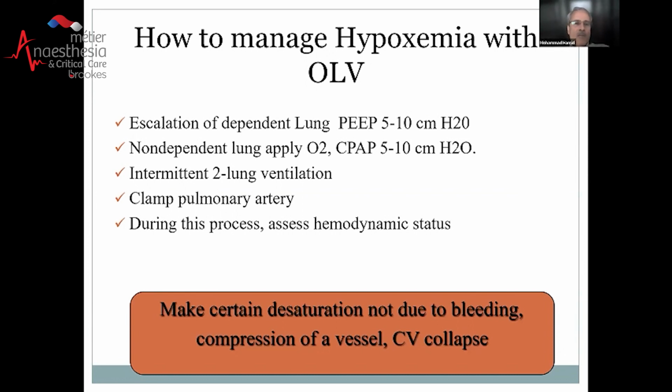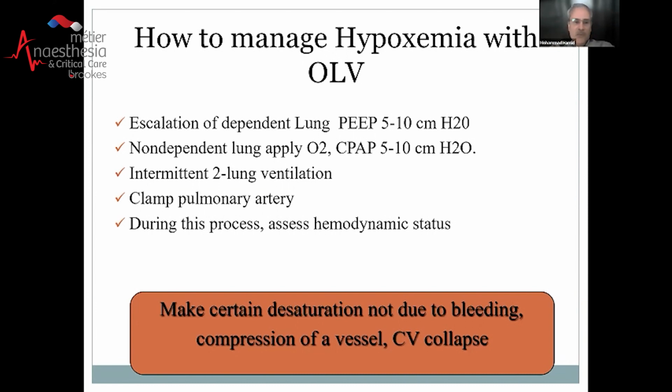So now how you can escalate your PEEP in the dependent lung from 5 to 6, 7, 8, you can go up to 10 or more. And if it's still an issue with hypoxia, you can give non-dependent lung oxygen or CPAP of about 5 to 10 centimeter. And if it's still not helpful, then you have to discuss with your surgeon and intermittently ventilate the 2 lungs.